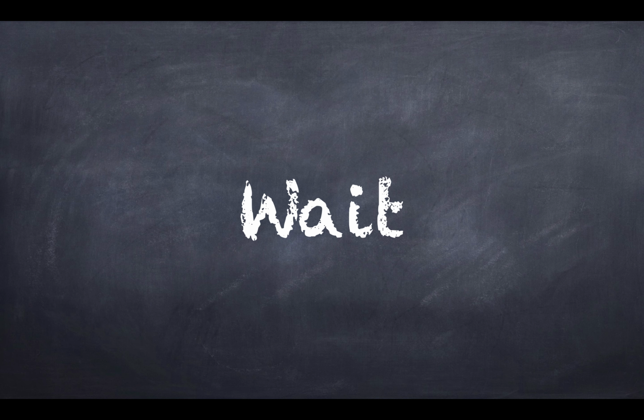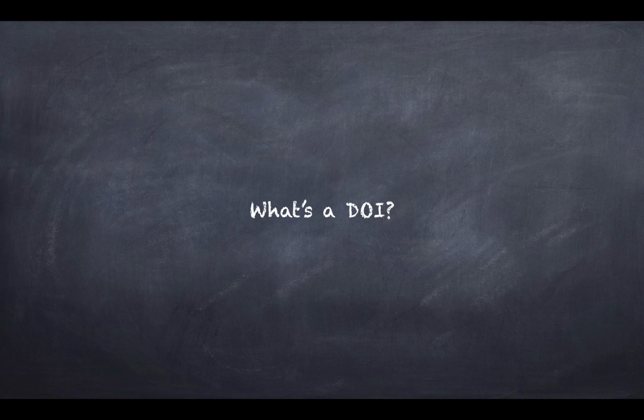Wait a minute. What is this thing that we're calling a DOI? DOI simply stands for Digital Object Identifier. And publishers attach a unique identifier to their articles in order to make them findable elsewhere on whichever platform they sit on. So where do you find the Digital Object Identifier? Well, let's have a quick look.